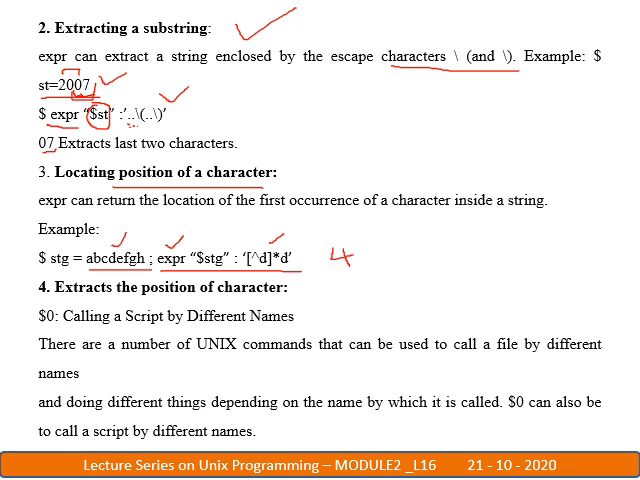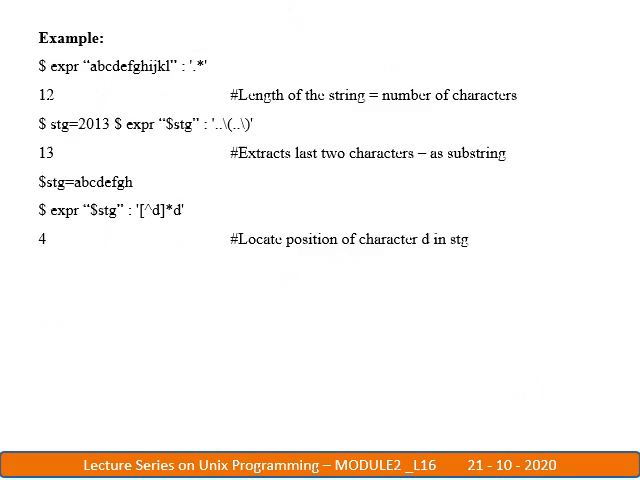Next, calling a script by different names. You already know $0 is a variable which is going to call a script with a different name. It can even be used with different Unix commands to call a file by different names. And even for doing different things depending on the name by which it is called, $0 can be used to call the script with different names. So this is one example.